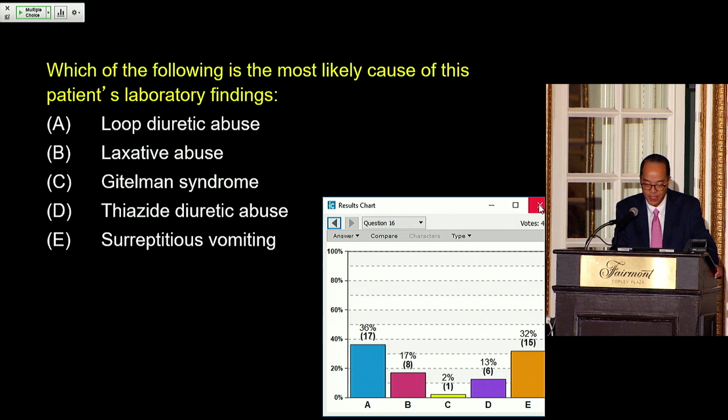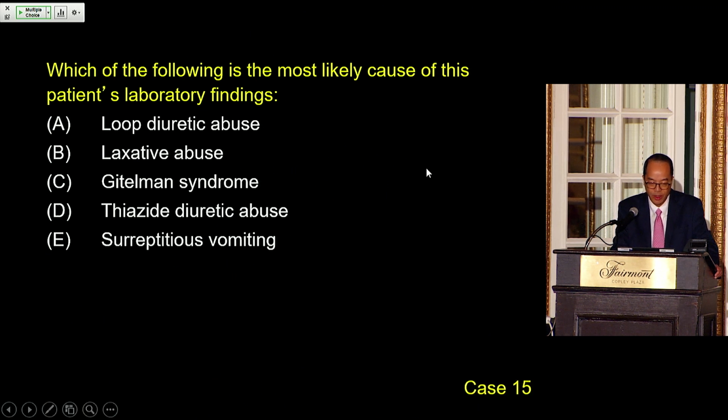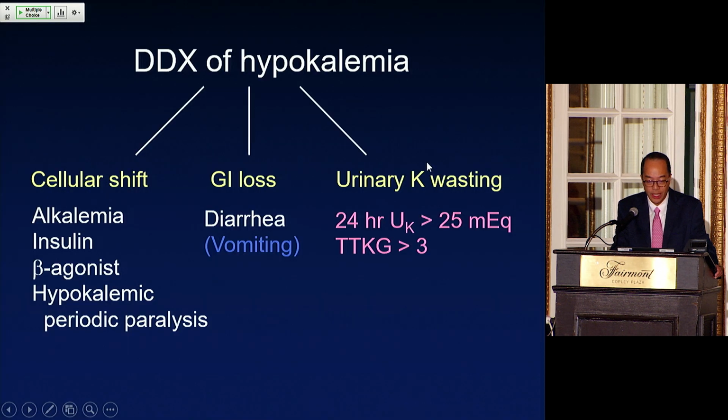Whole range of answers. Okay, so let me explain my reasoning for why A would be, of these choices, the most likely, other than that I have a nasty, suspicious mind and patients do just about anything. So when I get a patient with hypokalemia, these are the three general causes that I think about. So urinary potassium wasting, GI loss, or cellular shift. So shift of potassium into or out of cells, into cells in this case, doesn't usually cause chronic hypokalemia.